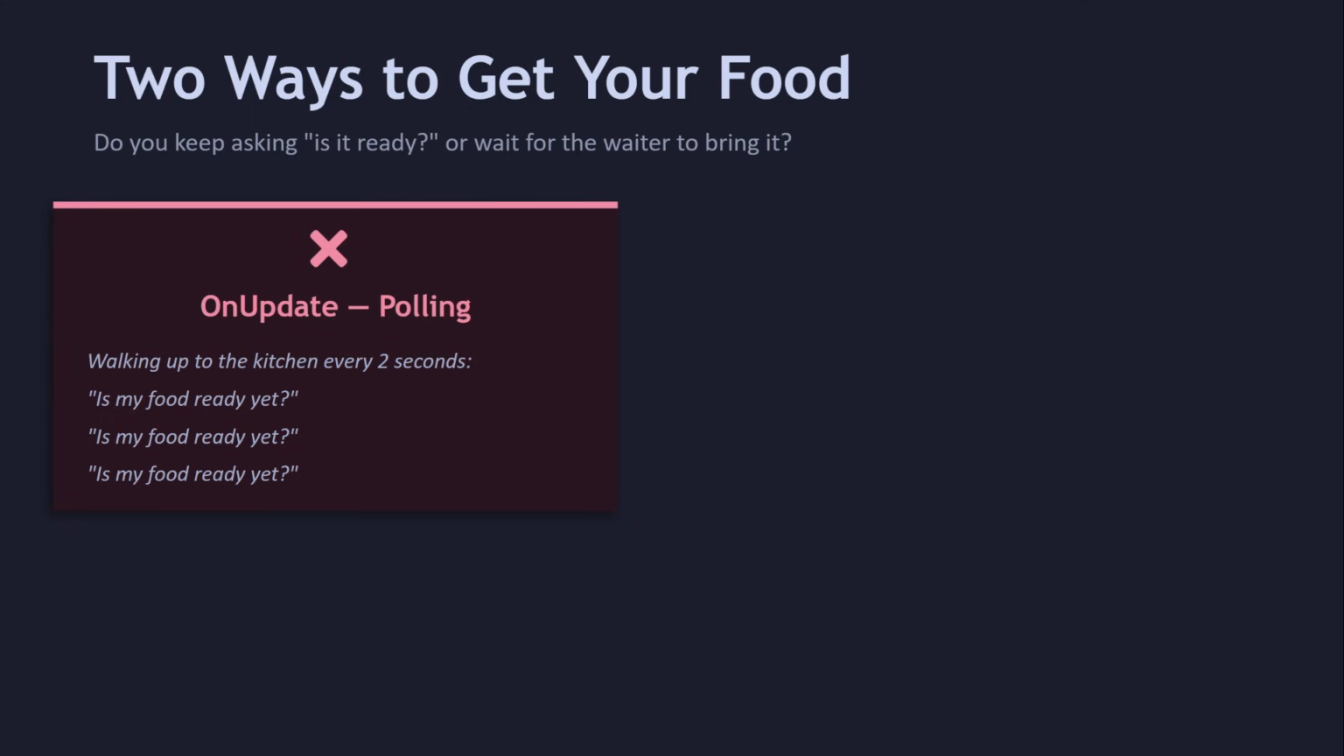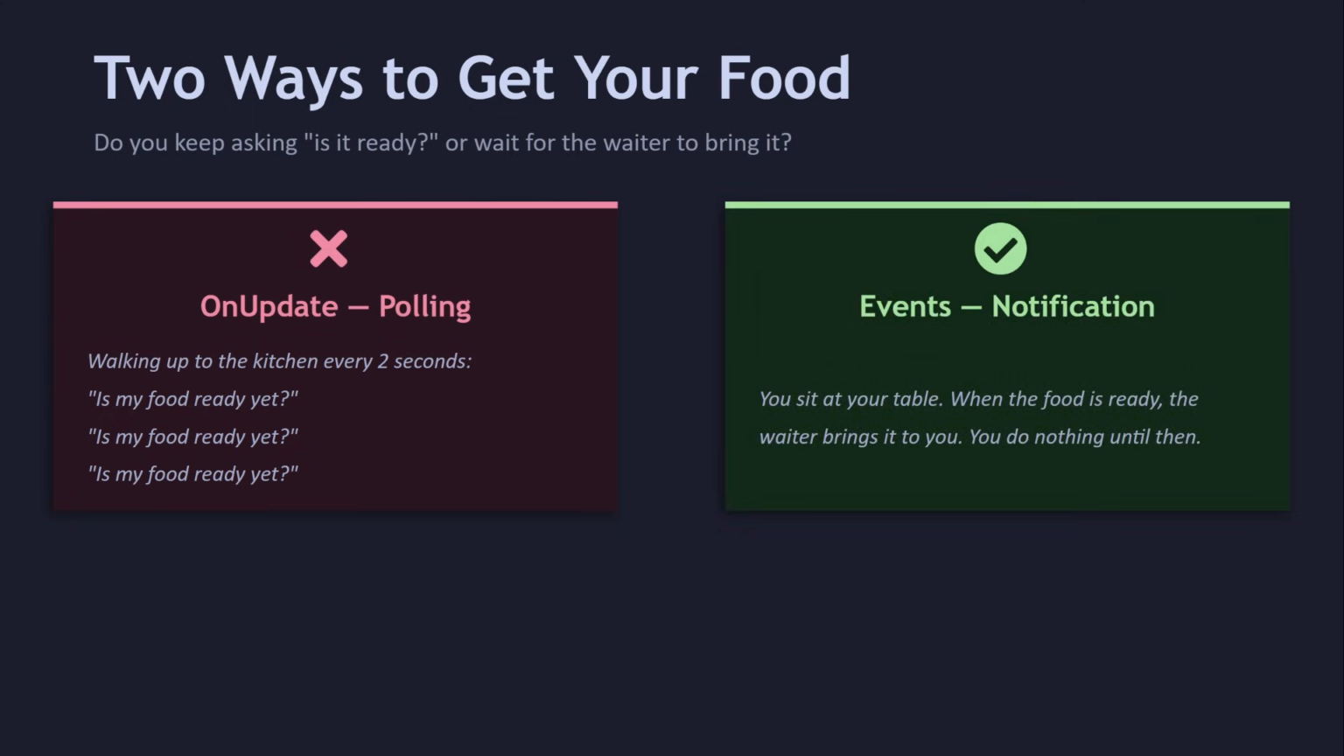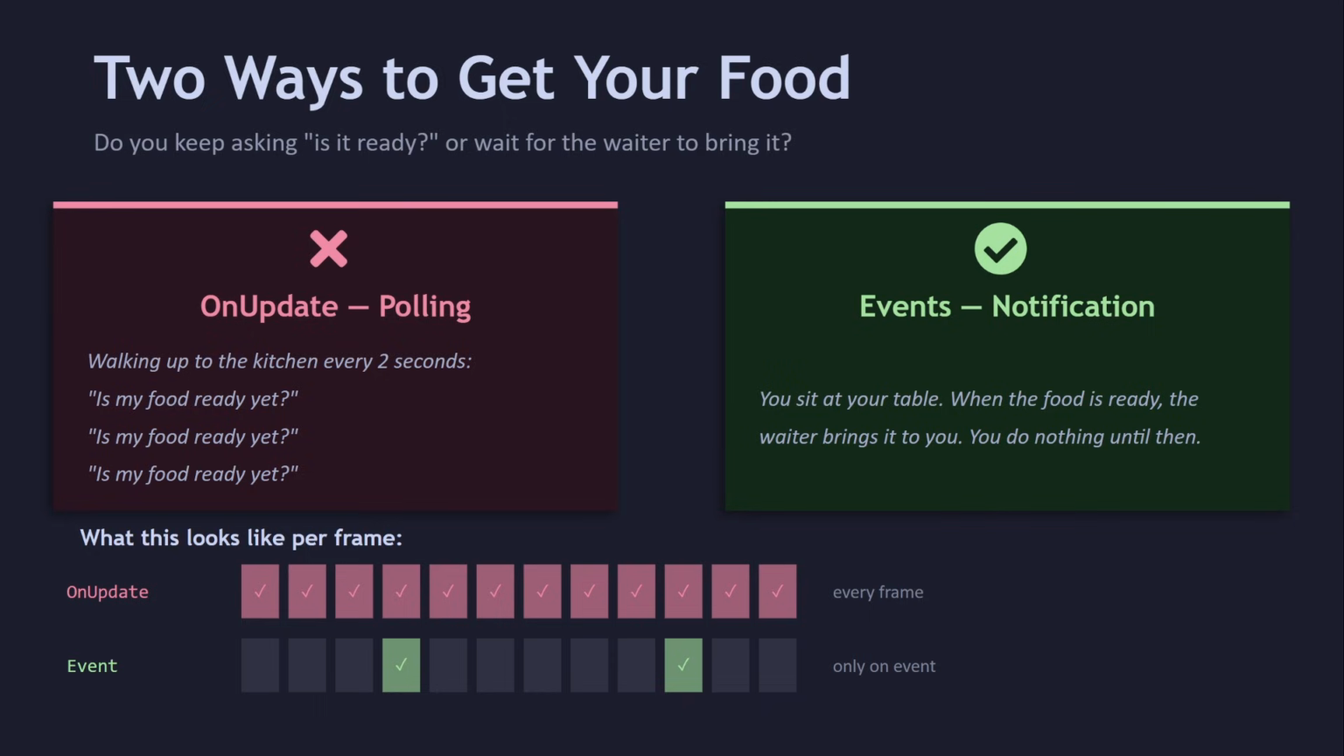The second way is events. You sit at your table and play with your phone. When the food is ready, the waiter brings it to you. Your add-on just says, let me know when something changes, and the engine does exactly that. And here's what that actually looks like per frame. OnUpdate fires every single frame. That's your code running 100 or more times per second doing nothing useful. Events only fire when something actually happens. All those empty frames, zero cost.